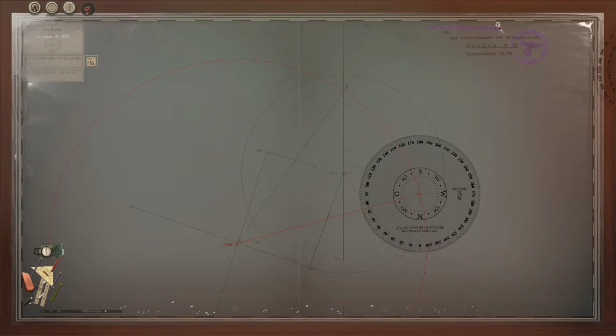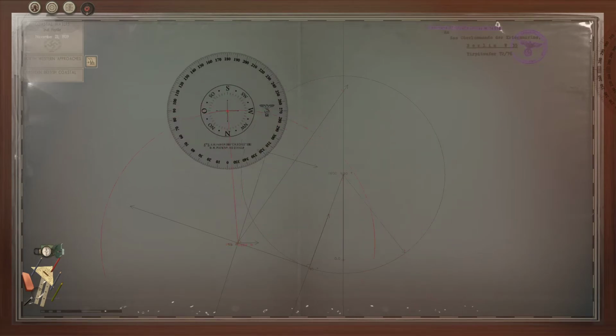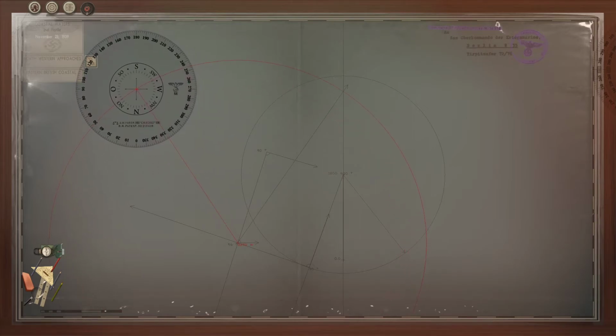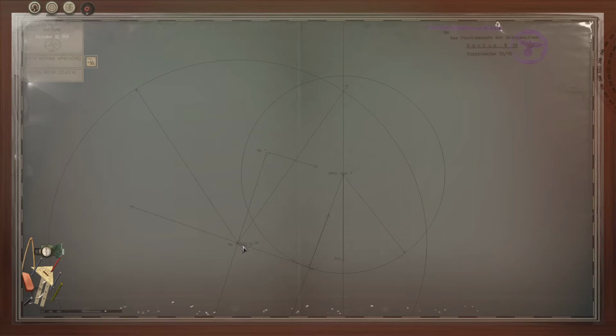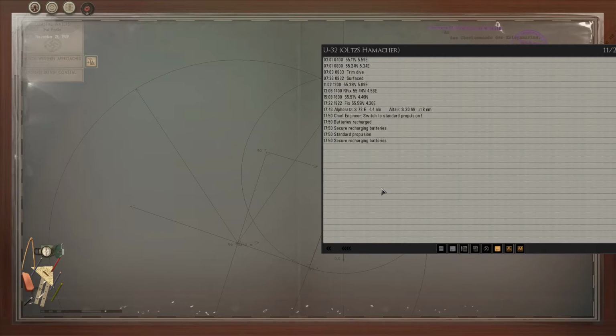And remember, we're working in nautical miles. So that 3 is 3. We just round it down to 3. We don't need to worry about decimals. So what we want to do, our DR position was 55, 58, 433.